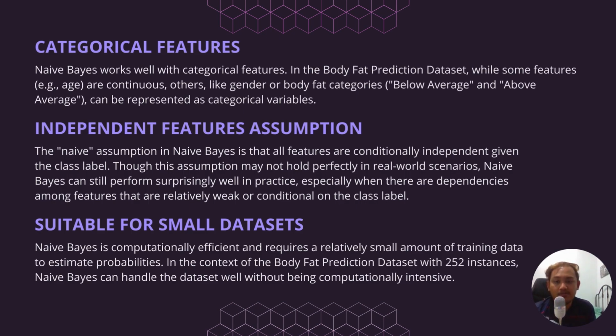For the last one, suitable for small datasets. Naive Bayes is computationally efficient and requires a relatively small amount of training data to estimate probabilities. In the context of the body fat prediction dataset with 252 instances, Naive Bayes can handle the dataset well without being computationally intensive.